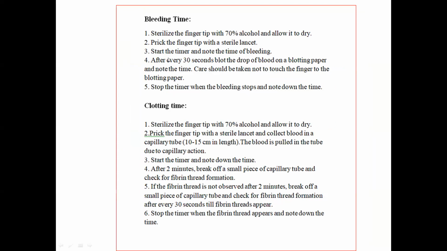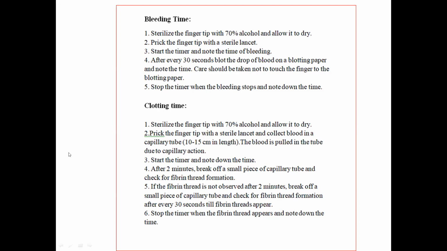For bleeding time, you will sterilize your fingertip with 70% alcohol. Now dry, prick the fingertip with the sterile lancet. Start the timer and note the time of bleeding. After every 30 seconds, blot the drop on the blotting paper and note the time. You should be very careful that you do not touch your finger to the blotting paper. After that, stop the timer when the bleeding stops. Note down the time.